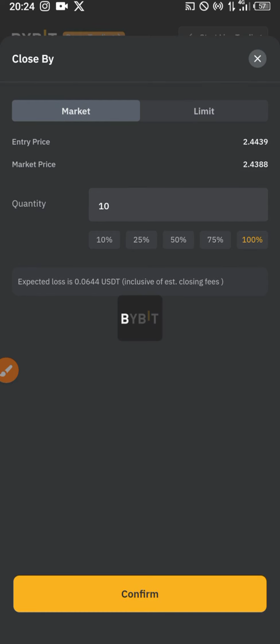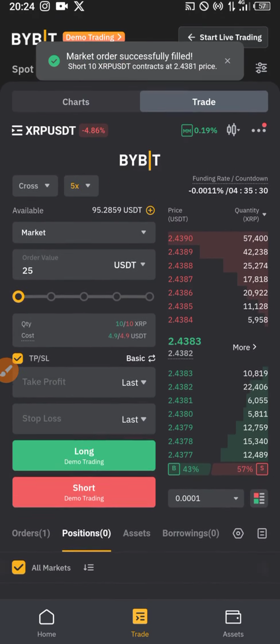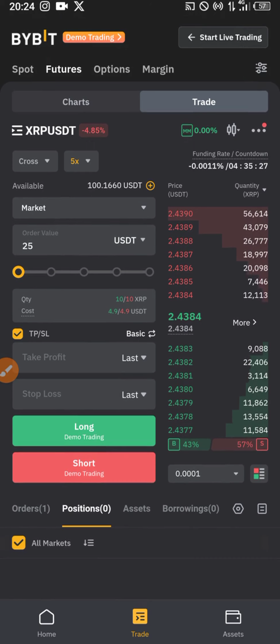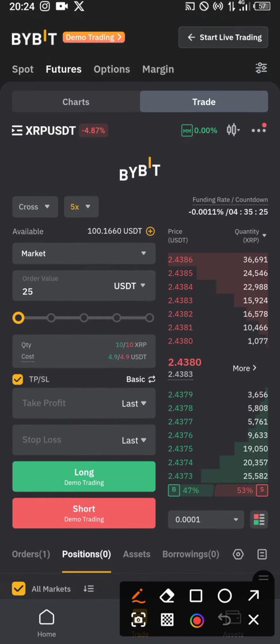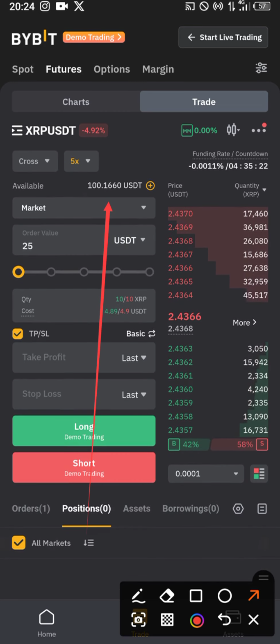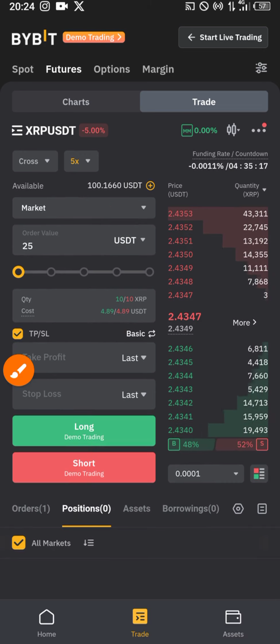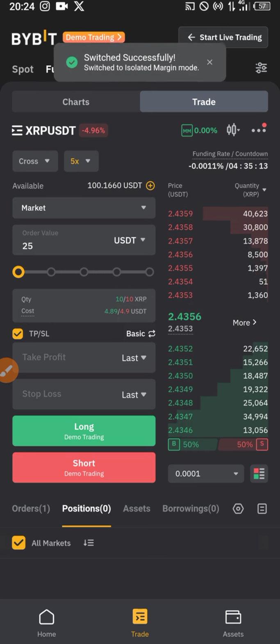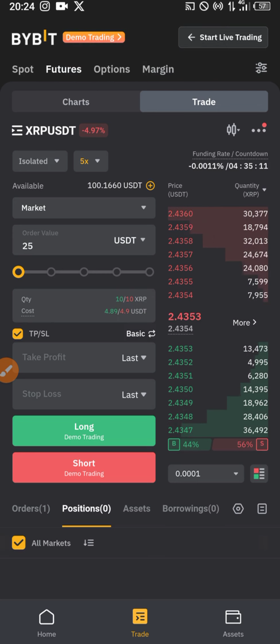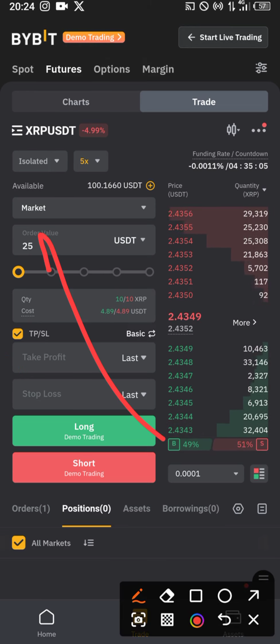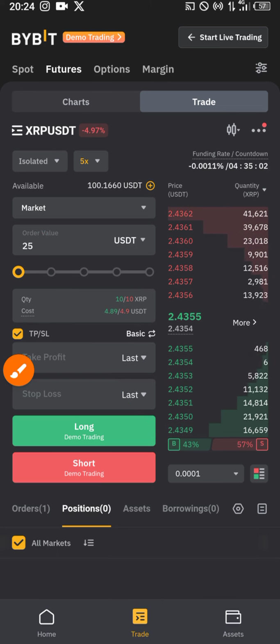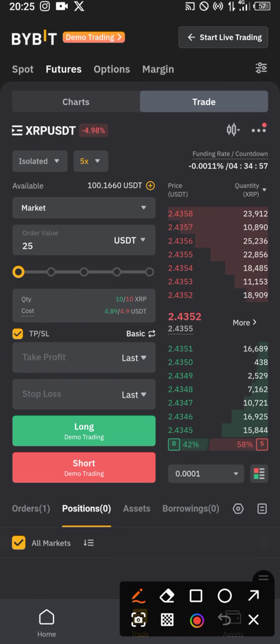Let me close this trade. Let me show you what I'm talking about. You know, in my balance I have 100.1160. Remember that? I choose my margin as isolated, right? Now I want to trade Ripple. My order value right here is 25, and quantity is 10, and the cost is 4.89 to 4.9, right? This is the cost.